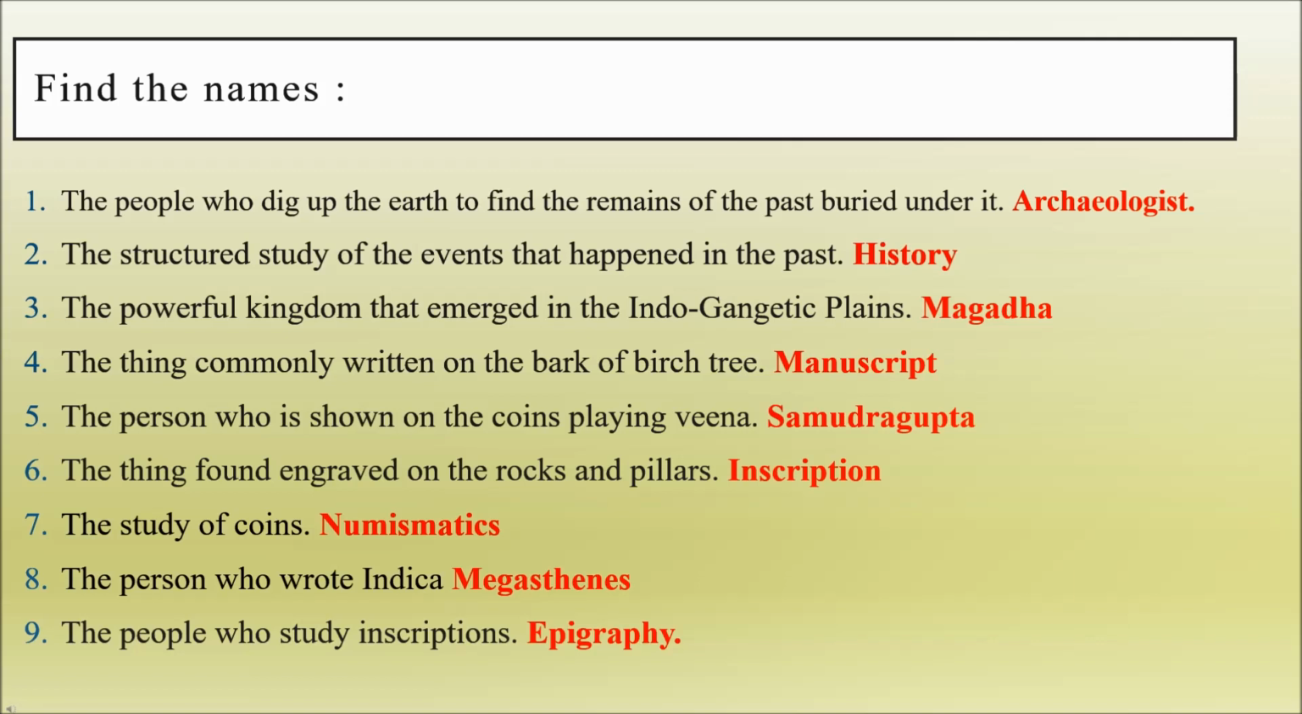Answer, history. The powerful kingdom that emerged in the Indo-Gangetic plains. Answer, Magadha kingdom. Fourth one, the thing commonly written on the bark of birch tree. Answer is manuscripts. Fifth one, the person who is shown on the coins playing a veena. Answer is King Samudragupta. Sixth one, the thing found engraved on the rocks and pillars.